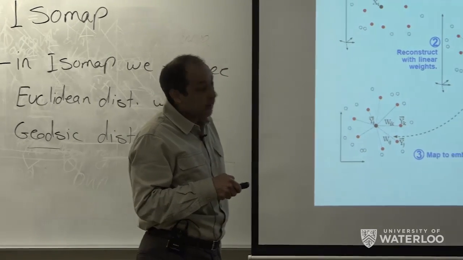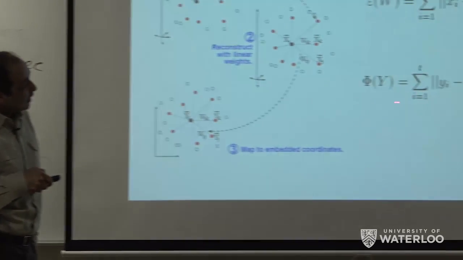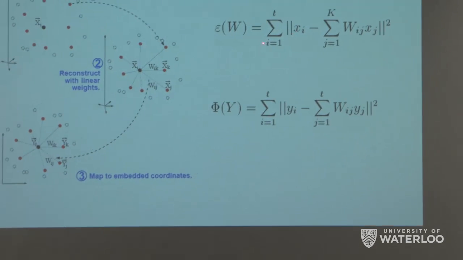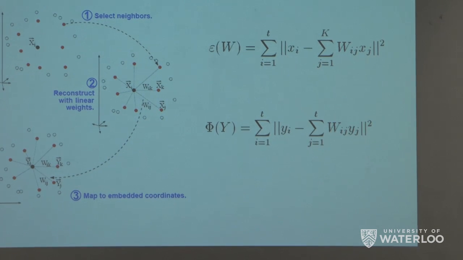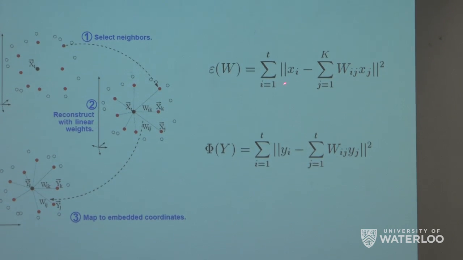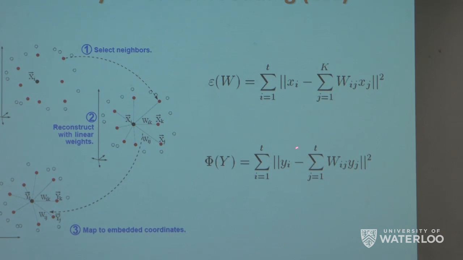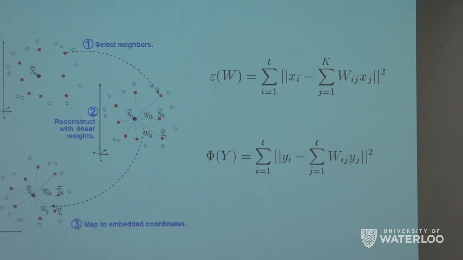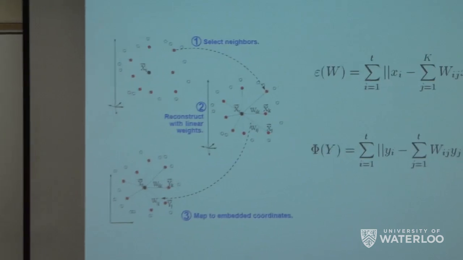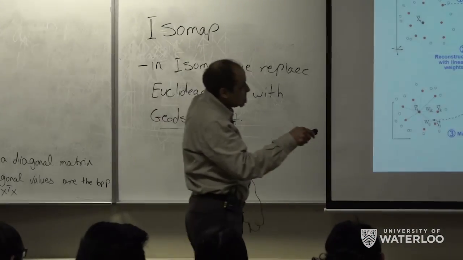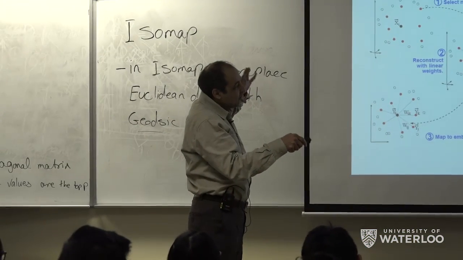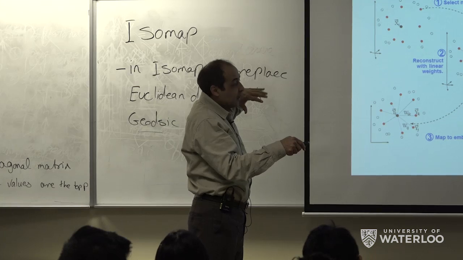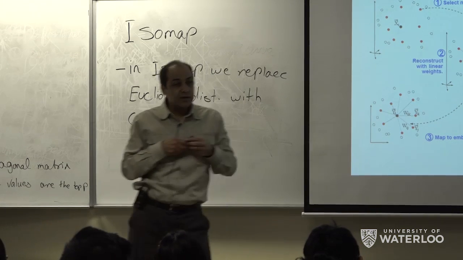Now I go to another objective function. The second objective function looks similar to the first objective function. But in fact, just the form is different, because here x is known, w is unknown. Here w is known, but y is unknown. So the same set of w that I computed in the first step of LLE, I will keep fixed, put them here. And now I'm looking for y's.